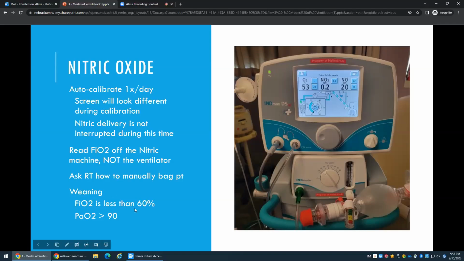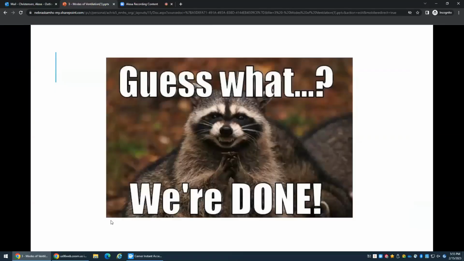Again, we always want that FiO2 to be down first, and we want our PaO2 to be within normal limits, and then we're going to wean in increments of 5 until we get to 5, and then we'll wean in increments of 1 until we DC. So we'll go 20, 15, 10, 5, 4, 3, 2, 1. We're done. That's it.